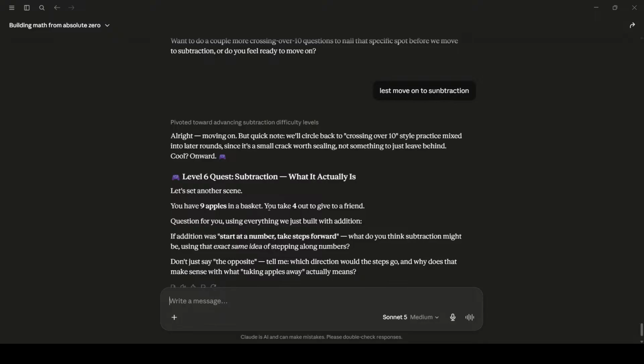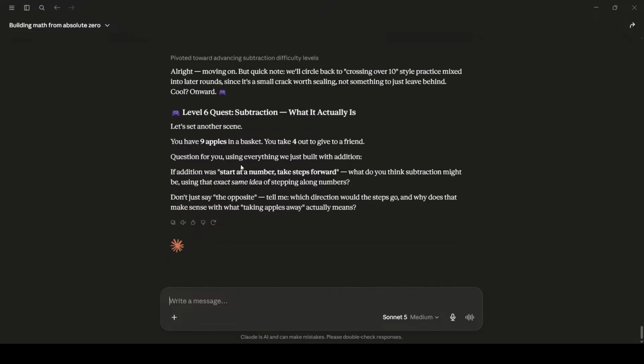You have 9 apples in the basket. You take 4 out of them. Question for you. Level 6 quest: subtraction. So we are in our level 6, and our quest is to learn about subtraction. In the previous quest, we got about 15 XP, by the way, which leveled us up to level 6. Subtraction!